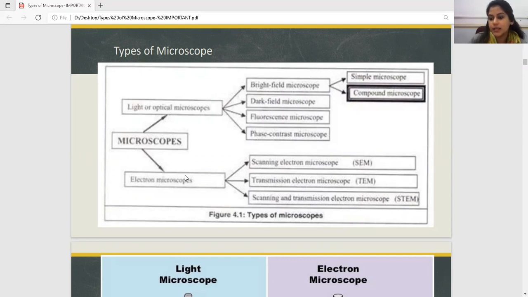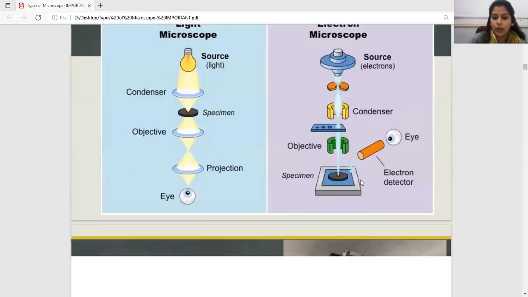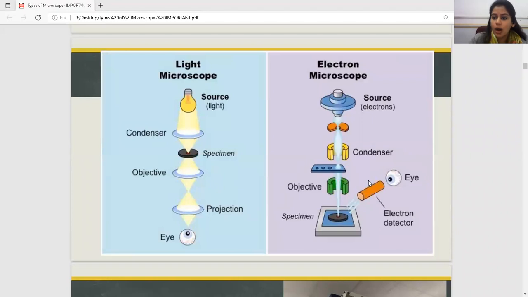In today's class, we are going to learn about the types of microscopes, and we are going to mainly focus on the electron microscope. Here, we can simply divide the microscope into light microscope and electron microscope. Under light microscope, you have various types, and under electron microscope, you have SEM, TEM, and STEM, which is a combination of these two.